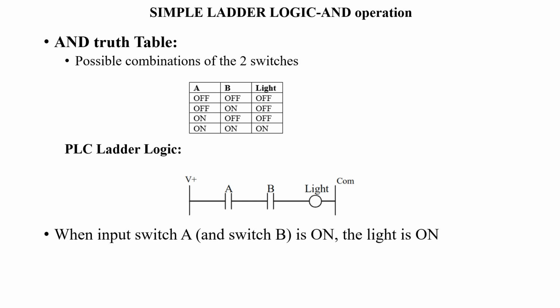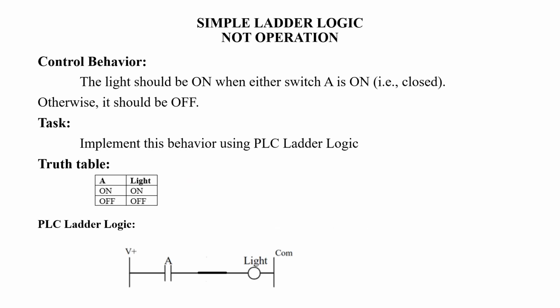And lastly, let us see the principle behind the NOT operation. The light should be on when switch A is on, otherwise it should be off. Here we have only one input and one output. When the input is high, the output is high. When the input is low, the output is low. The program behind this is only one switch followed by a light. This is the concept behind the NOT operation.